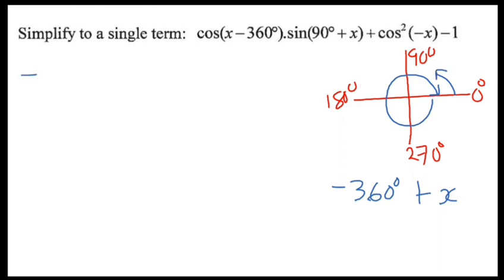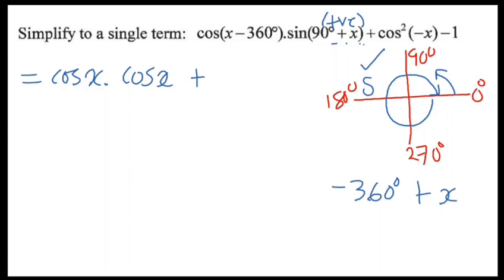So, this becomes the cos of x times sine of 90 plus x is in this quadrant, where sine is positive, so this is a positive ratio, but we have to change it to cos again. So we change it to cos of x. Then we're going to add cos squared minus x. Minus x is in this quadrant where cos is positive, so this is a positive angle. So this becomes plus cos squared x minus 1.